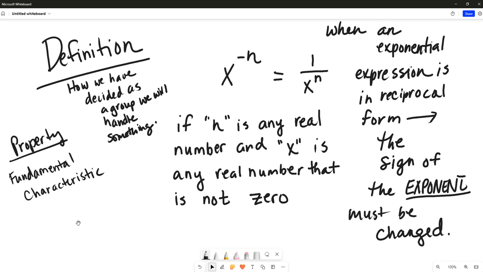Okay, this is lesson 2. We're going to talk about negative exponents. So, what you need to remember is that there's a difference between a definition and a property. A definition is basically how mathematicians have decided we're going to handle something.